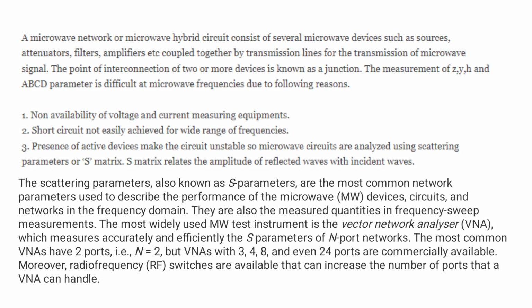So microwave circuits are analyzed using scattering parameters or the S matrix. The S matrix relates the amplitude of reflected waves with incident waves, and it is also known as S parameters. Scattering parameters are the most common network parameters used to describe the performance of microwave devices, circuits and networks in the frequency domain. They are also the measurement quantities in frequency sweep measurements.